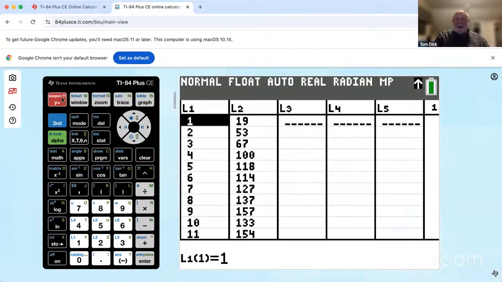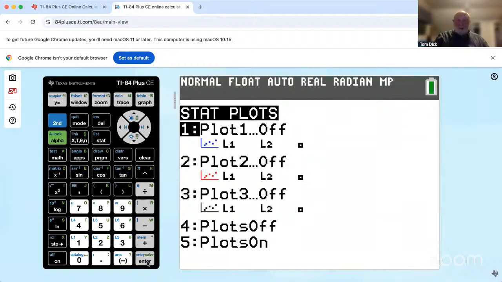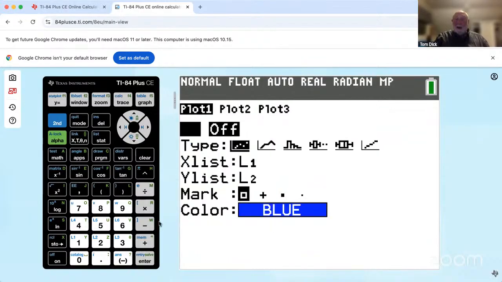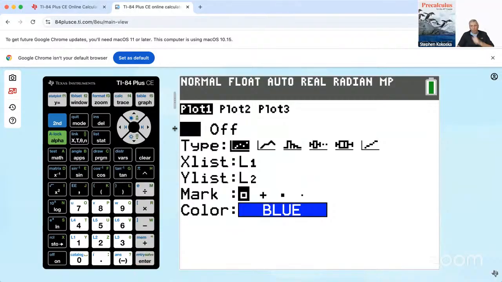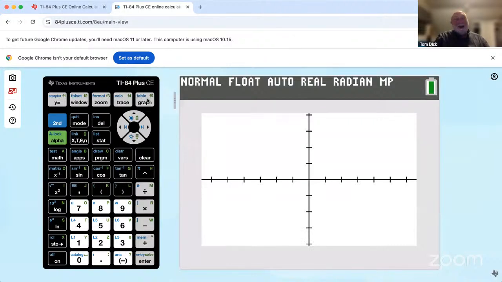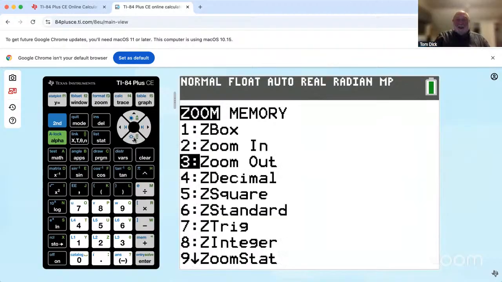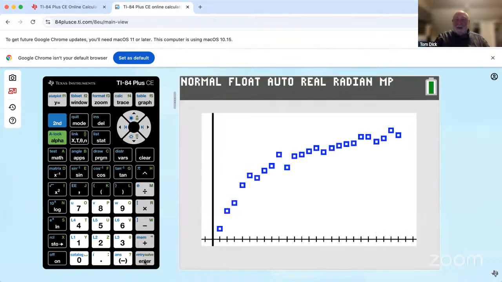So let me go to stat plot. Number 1, let's turn it on. And let's graph it. Of course, not going to see much. So let's go ahead, go to the zoom, go down to zoom stat. And there we get a very nice plot.